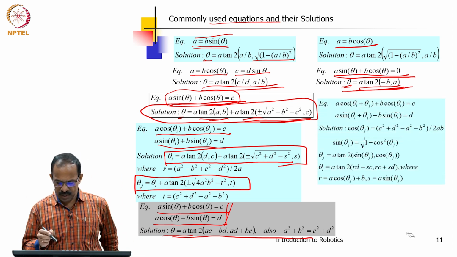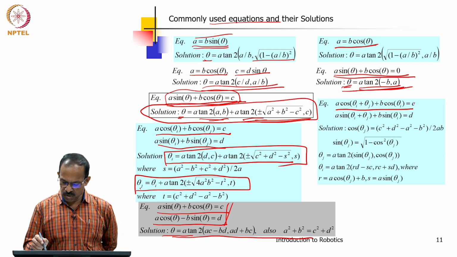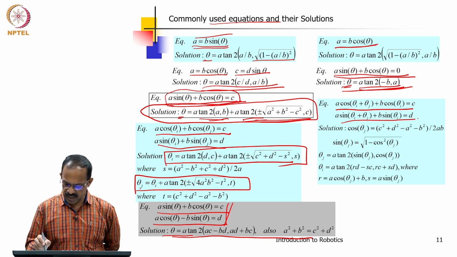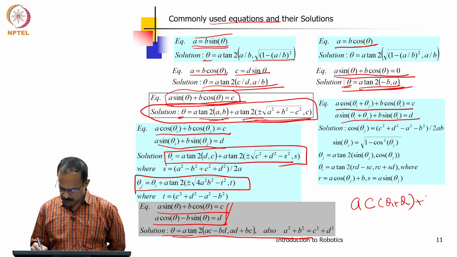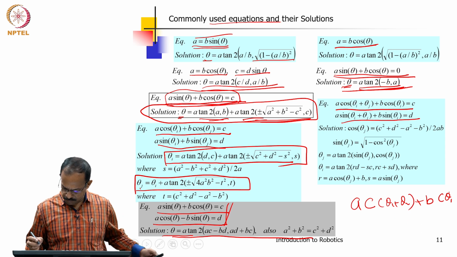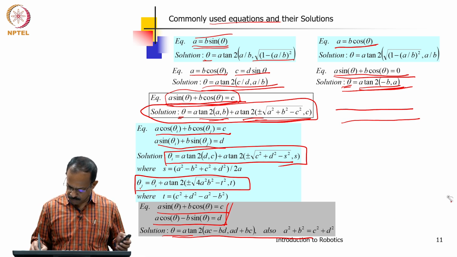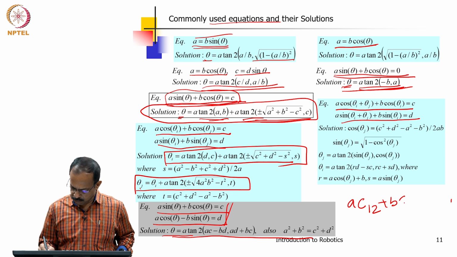Okay. The next one is another format, A cos theta i plus theta j plus B cos theta i is equal to C, A sin theta i plus theta j plus B sin theta i is equal to D. So I will write it as A cos 1 2 plus B cos 1 equal to C. Similarly, A sin 1 2 plus B sin 1 equal to D.